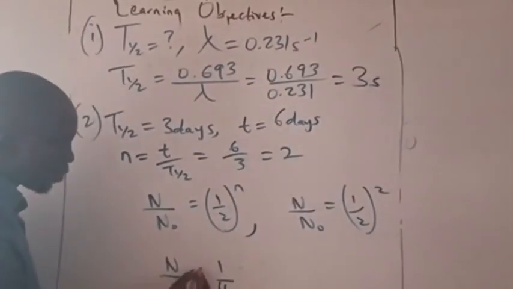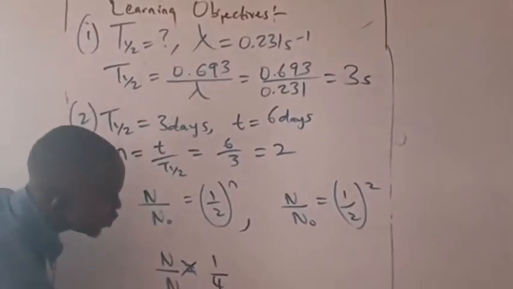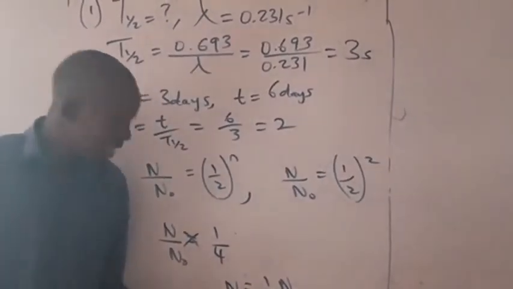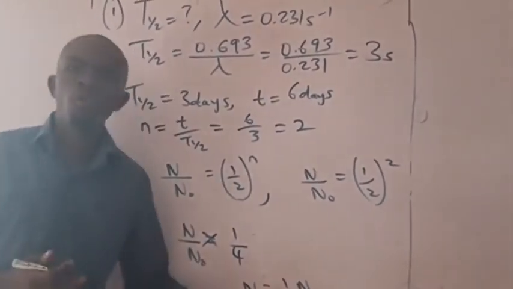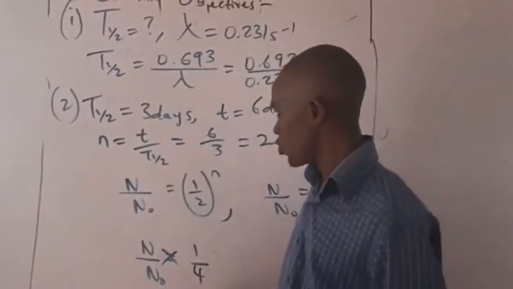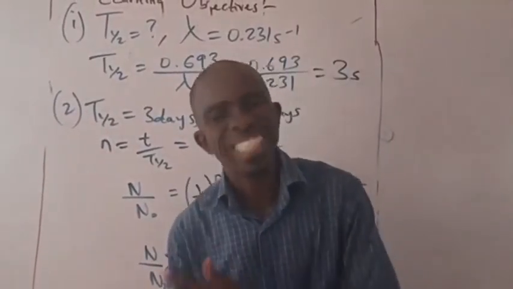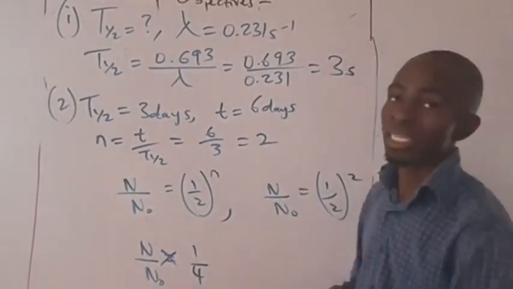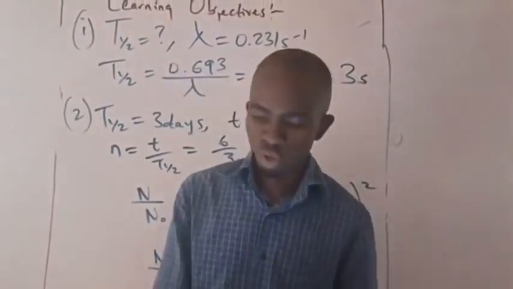If we cross and multiply, our N will be 1 over 4 N0, which means the life left is 1 out of 4 of the original life. That's the solution to question 2. The question says, what fraction is left after 6 days? So it is 1 out of 4 that is left behind. Let's see the third question.